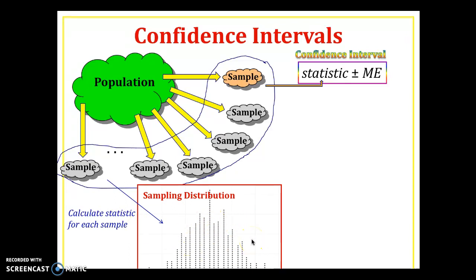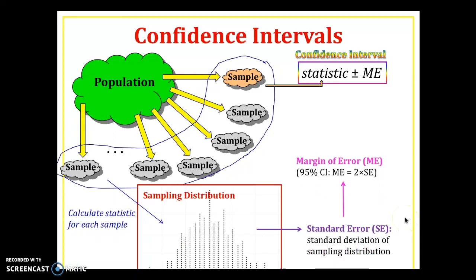From this sampling distribution, we can compute a standard error. Standard error is the standard deviation of a sampling distribution. And from that standard error, we can compute a margin of error. For the 95% confidence interval, the margin of error is approximately 2 times the standard error computed. So keep in mind, each sample gets you a sample statistic, so each sample would have a different statistic, but the totality of all these samples generates a margin of error to then create the confidence interval.